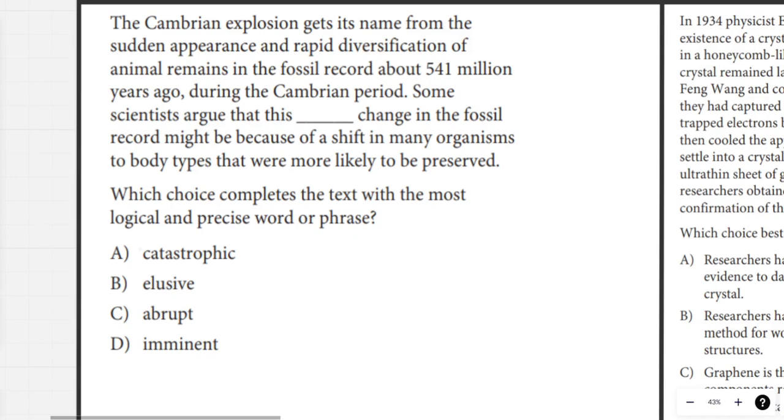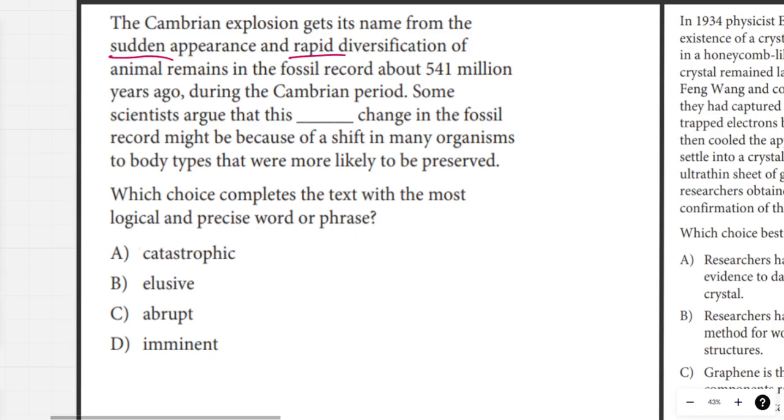Some scientists argue that this blank change in the fossil record might be because of a shift in many organisms to body types that were more likely to be preserved. Which choice completes the text with the most logical and precise word or phrase? Well, looking at the text, I remember seeing some keywords like sudden and rapid that could explain some kind of change.